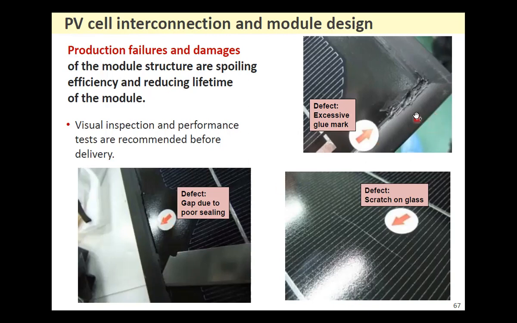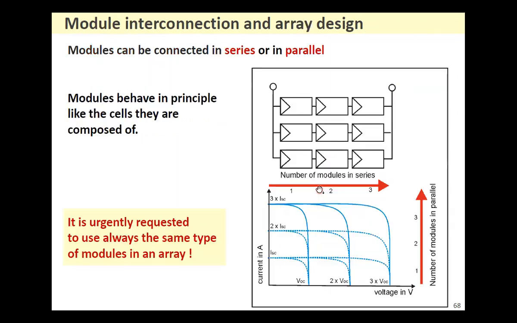Now look here, you have excessive glue marks. This is again a defect, and this is a scratch on the glass. There must be no such things on the panels if you are purchasing them. So the glass must not be scratched. There must not be any excessive glue marks. It means it is repaired, and this is the gap. So visual inspection is very much important.